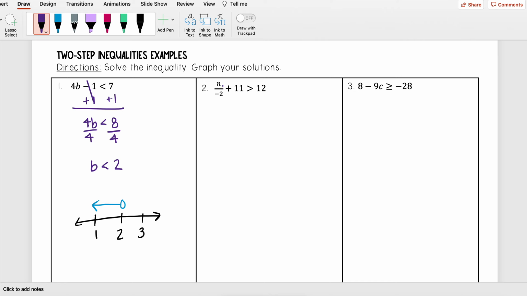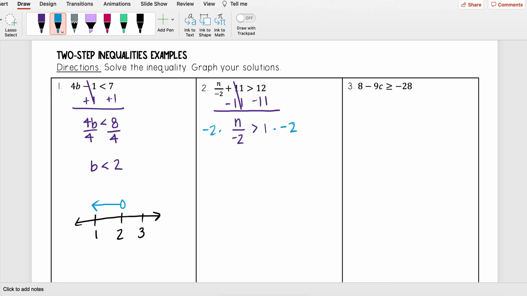Okay, looking at this next one, I have n divided by negative 2 plus 11 is greater than 12. My first step is to subtract 11. Here, since I'm subtracting, I do not need to flip my inequality. And so I have n over negative 2 is greater than 1. And now to get rid of this dividing by negative 2, I need to multiply both sides by negative 2.